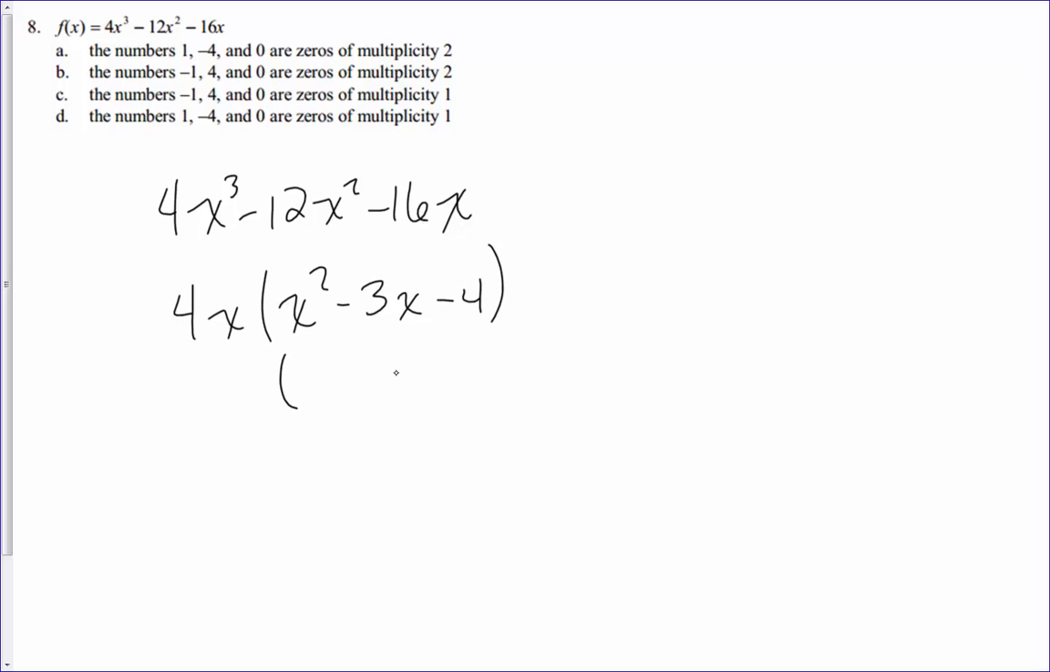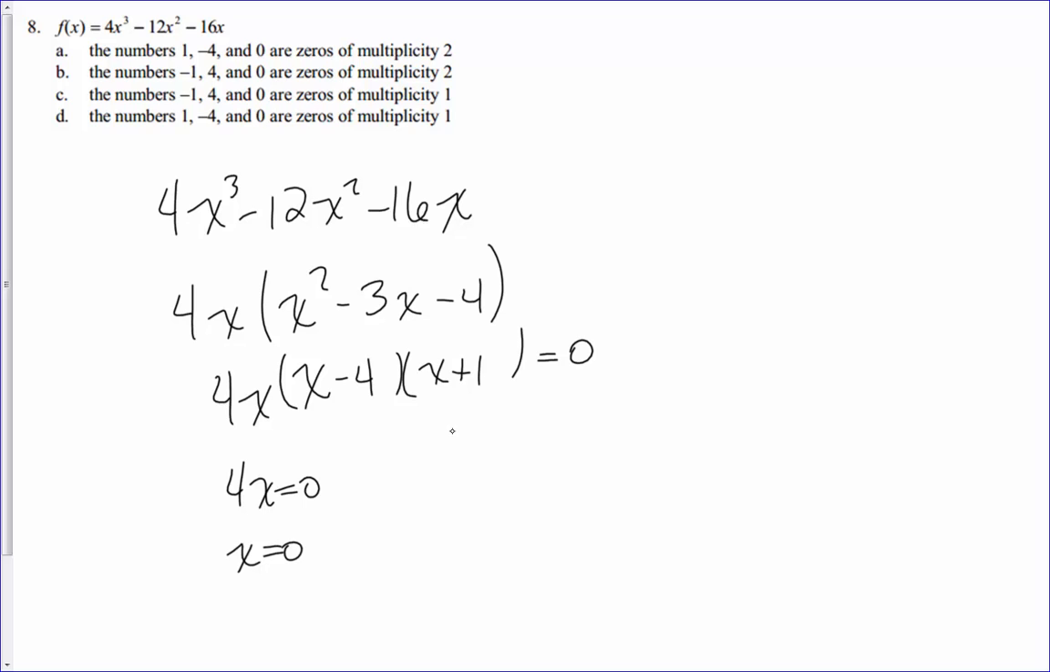Okay, so now we can factor this. This will factor into x minus 4 and x plus 1. And of course we have the 4x here. Now to find the zeros, of course, we got to set this equal to 0. So 4x equals 0. So of course here x equals 0. Then we have x minus 4 equals 0. Add the 4. So x equals 4. And then x plus 1 equals 0. Subtract the 1. So x equals -1.